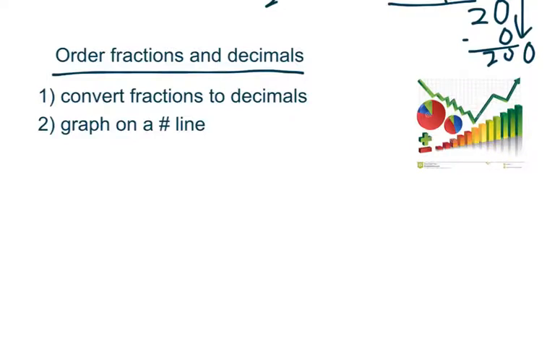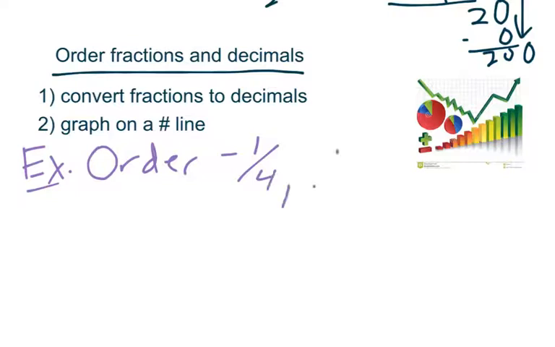So let's say we had an example of: order -1/4, 1500ths, -4/10, and 1/5 from least to greatest.